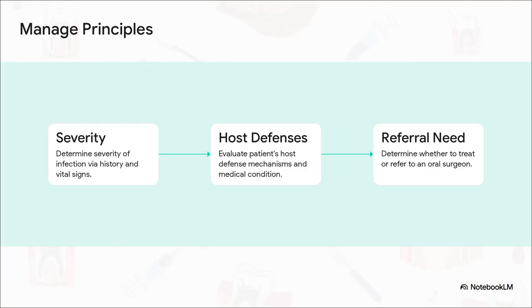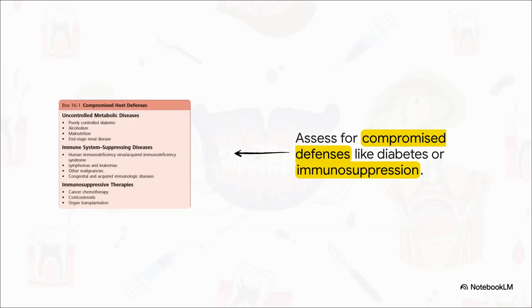Out in the real world, your clinical workflow has to be systematic and frankly unforgiving. Step 1. Completely assess the severity of the infection through a detailed history, progression rate, and a full set of vital signs. Step 2. Evaluate the patient's host defense mechanisms. And Step 3. Decide immediately if this patient requires treatment by a general dentist or a rapid referral to an oral maxillofacial surgeon.